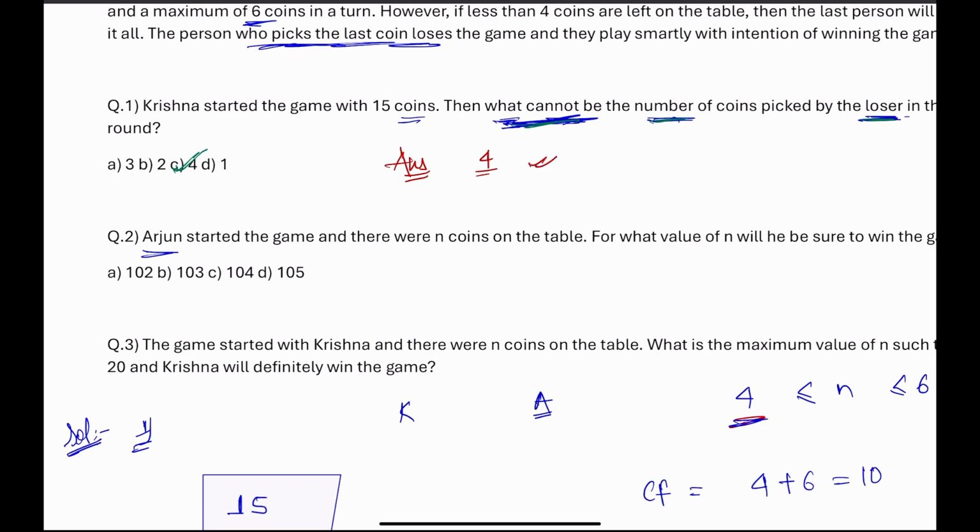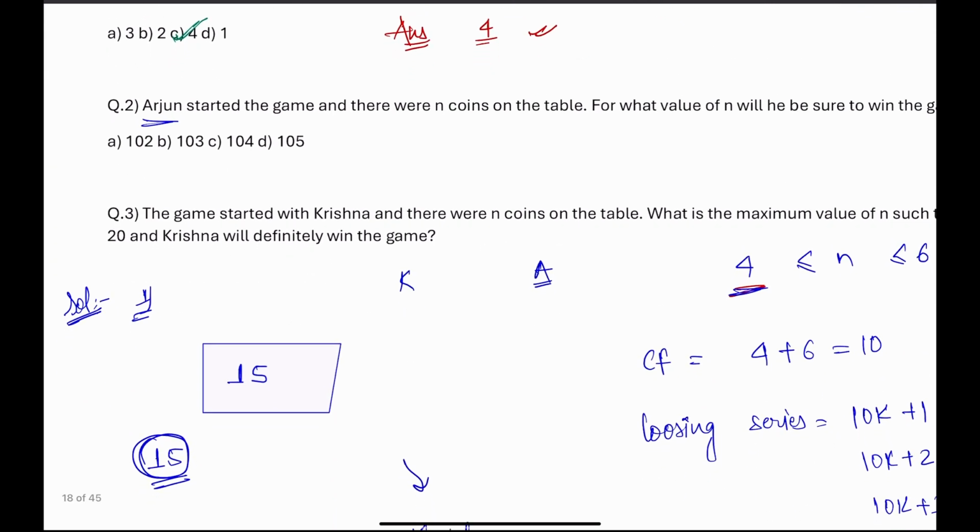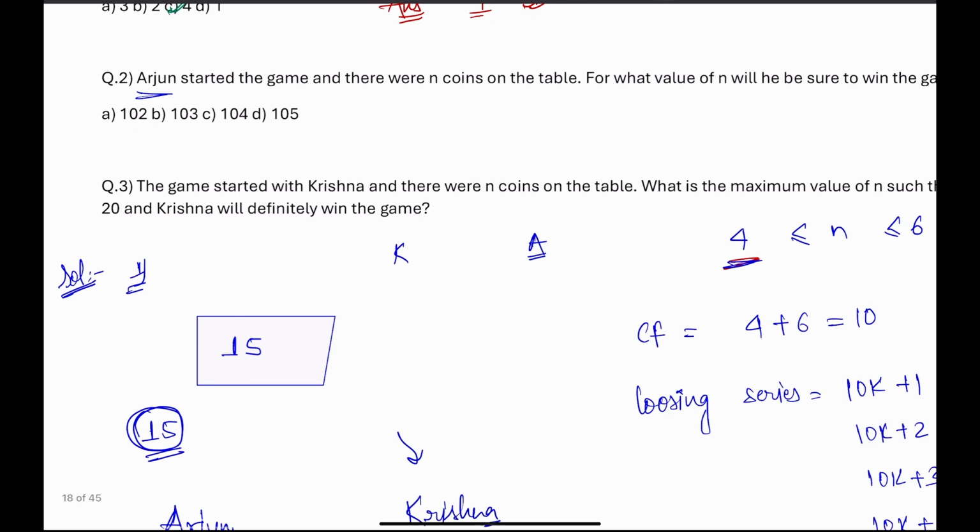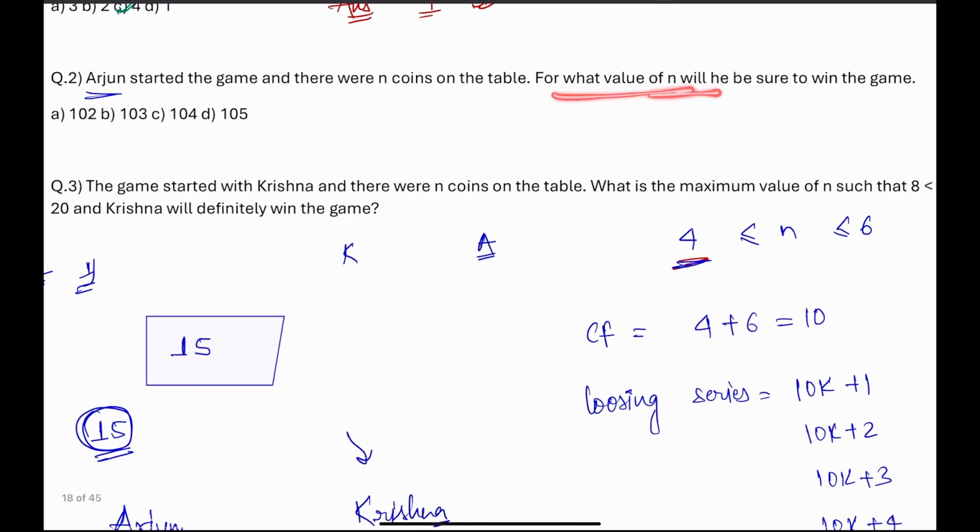Okay. So let's read the next question in the continuation of the same one. Arjun started the game and there were n coins on the table. I don't know how many coins there are. N coins are there, and it was Arjun who started the game. So for what value of n will he be sure to win the game? There are some values given. What should be the value of n such that it will be possible for Arjun to win the game?